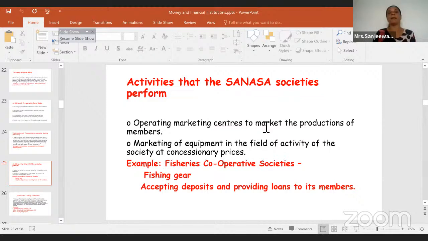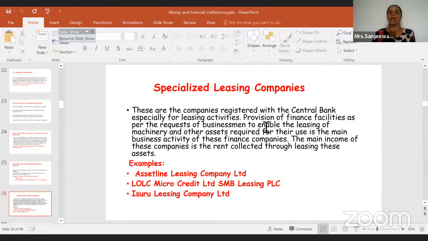And they accept deposits and they provide loans to their members. Right, those are the activities that the SANASA societies perform. Then what are specialized leasing companies? They are companies registered with the central bank. As usual, all these things should be registered under the central bank, but they are registered specially for leasing activities.